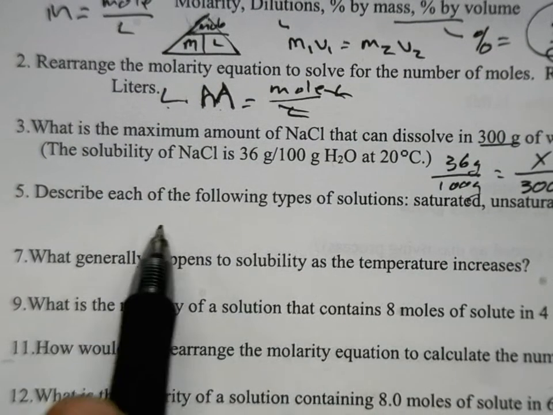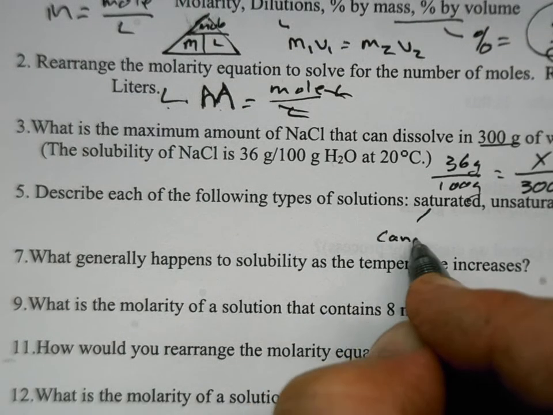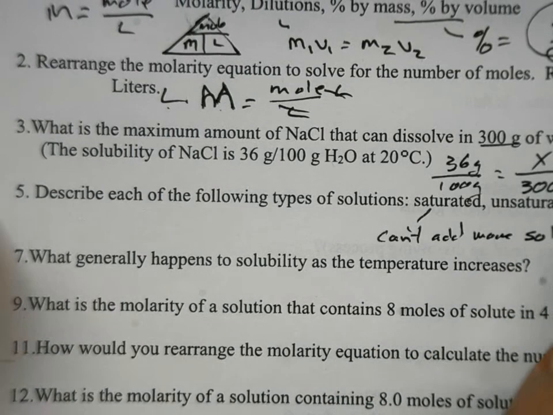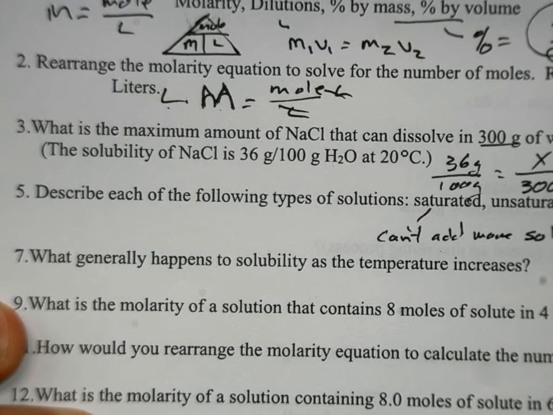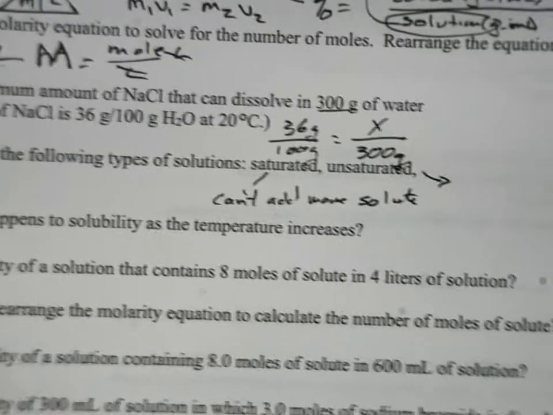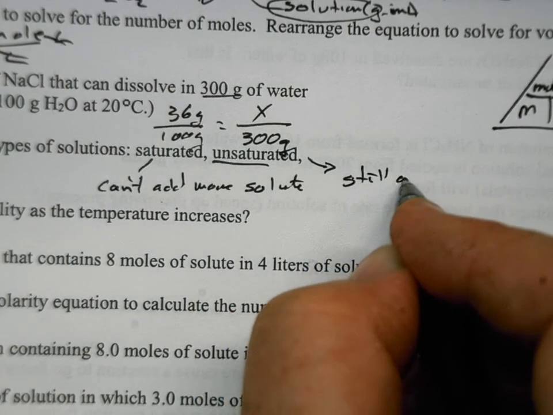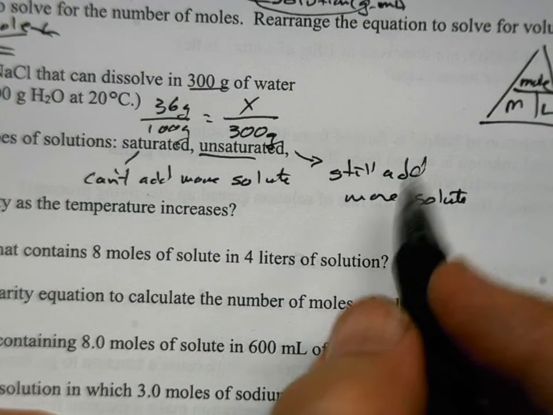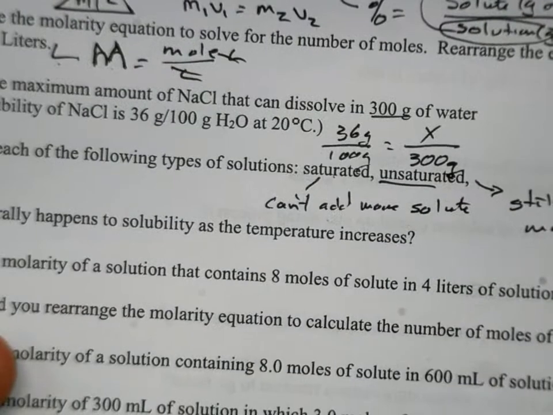Number 5, let's see, describe the following types of solutions. So saturated, that means you can't add more solute and have it dissolve. If you were to add more solute, more salt to a saturated solution, you would get crystals beginning to fall out. It would just fall right through. An unsaturated solution, that's a solution where you can still add more solute. You can add more salt. You can add more sugar, and it will dissolve. Once you get to the point that any more solute added just falls right to the bottom of the container and doesn't dissolve, then you become a saturated solution because you can't add more.